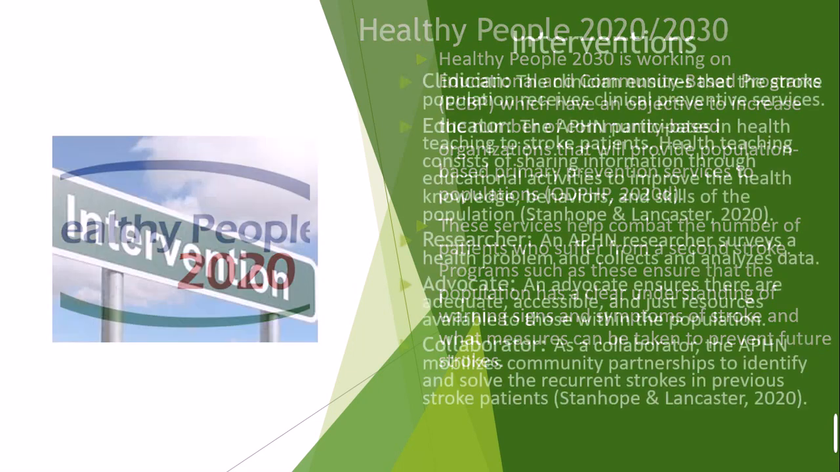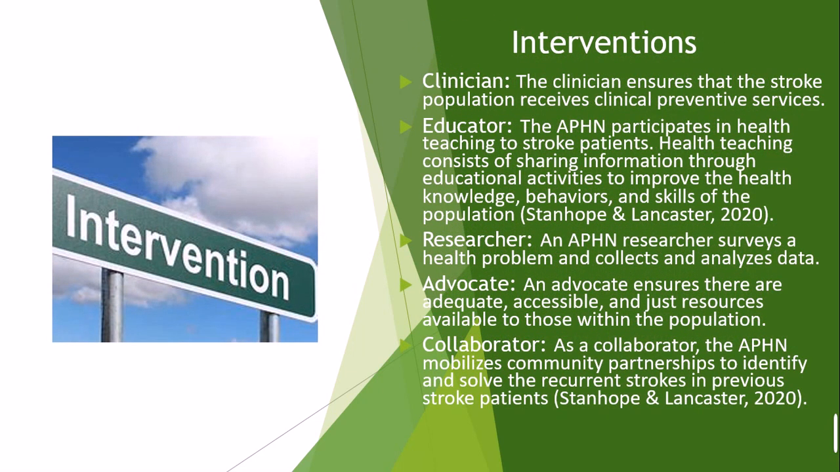There are interventions for each sub-role. The clinician ensures that stroke population receives clinical preventive services. The educator participates in health teachings of the stroke patient. The researcher surveys a health problem and collects and analyzes data. The advocate ensures that there is adequate, accessible, and just resources available to those within the population. And the collaborator mobilizes community partnerships to identify and solve the recurrent strokes in previous stroke patients.